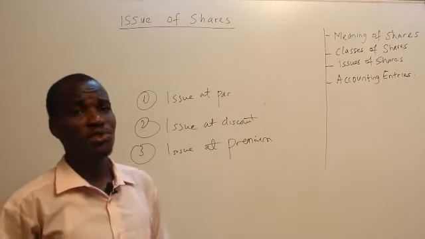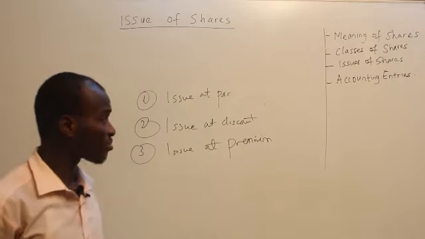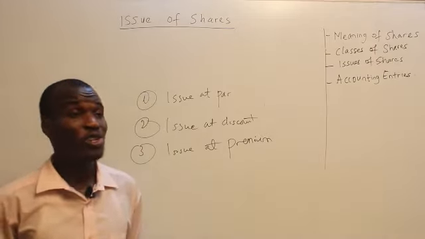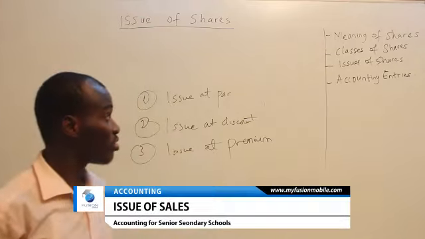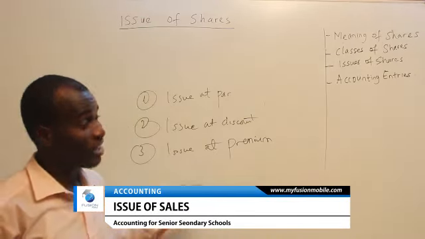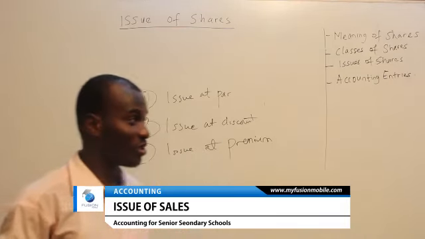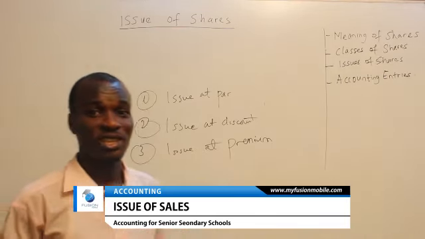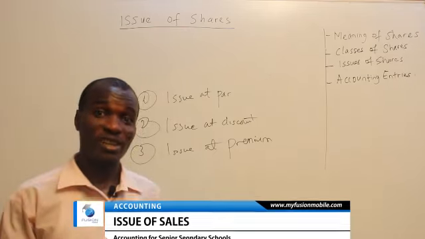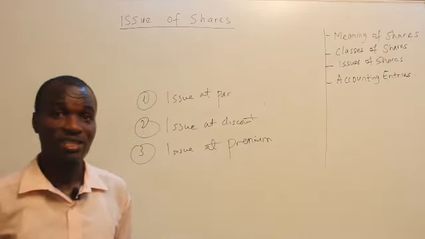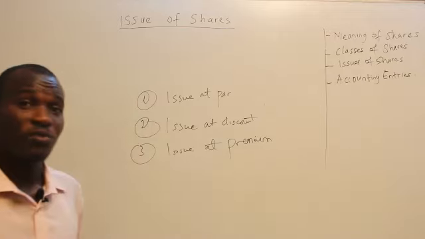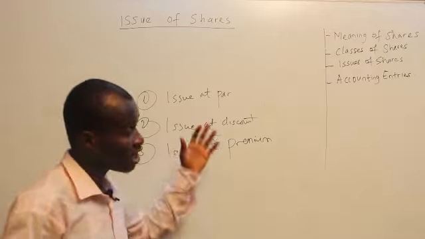So when a share is issued at par, it means the current market price of the shares is equal to the ordinary share capital of the company. That is the shares offered by the memorandum of association. So the current market price of the shares will be equal to it. That is share issued at par.